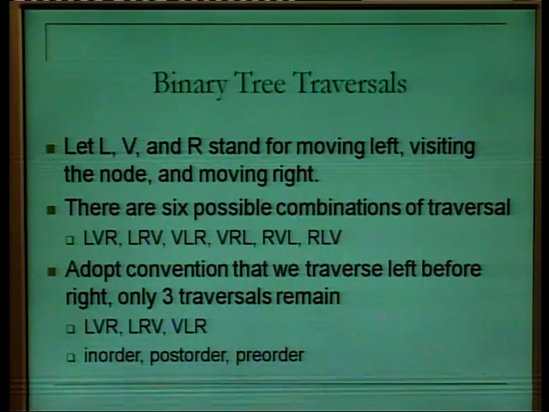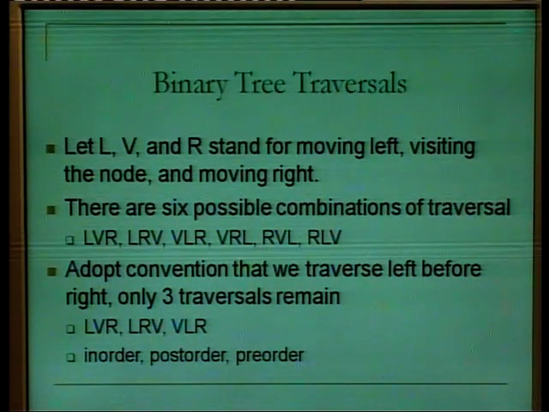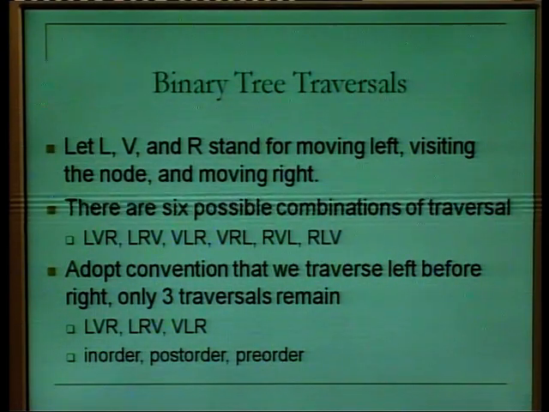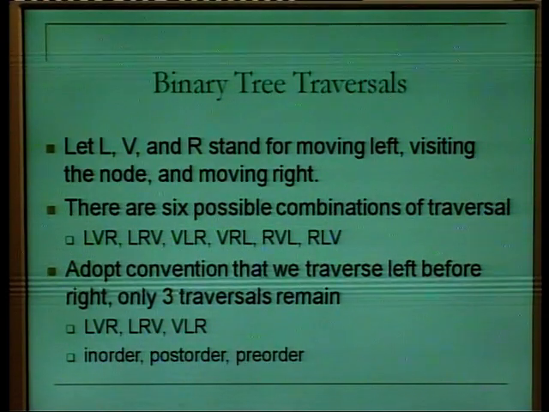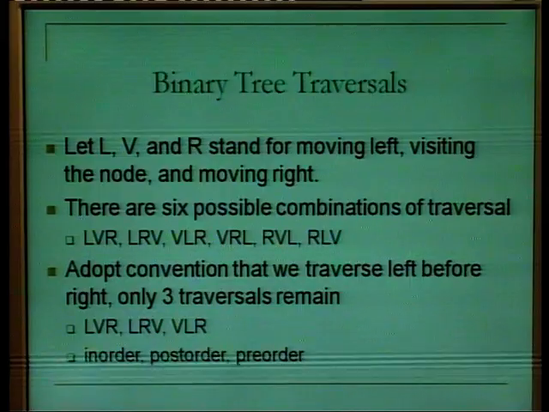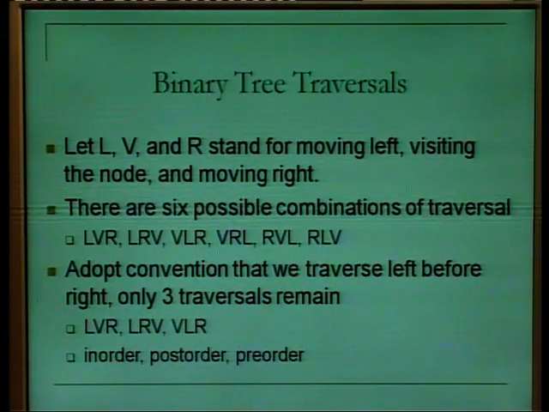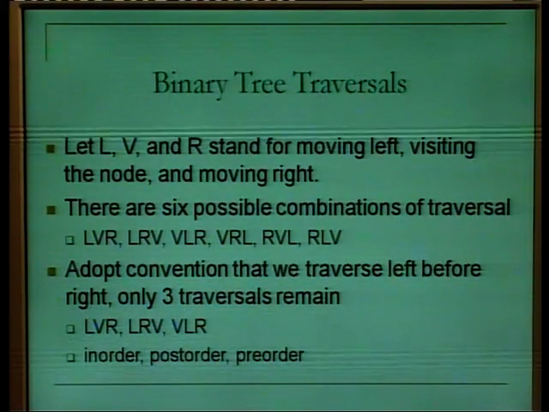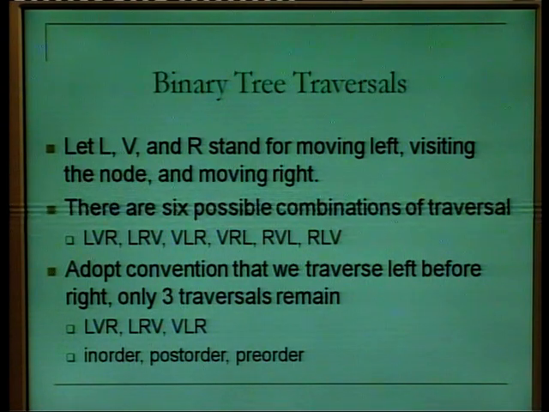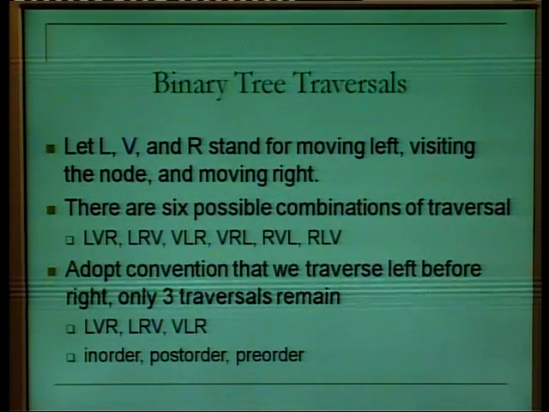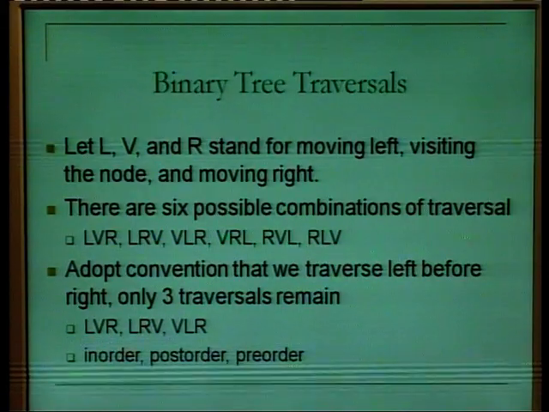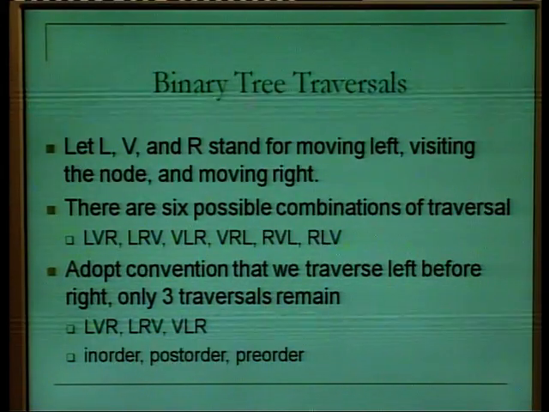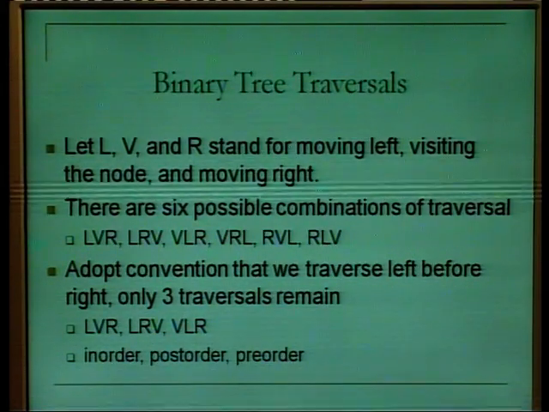Adopting the convention that we traverse left before right, only 3 traversals remain. That is LVR, LRV, VLR. First is LVR. LVR is go to the left, then visit the root, then go to the right. That is called inorder. After that, LRV, which is also known as postorder. Go to the left, then go to the right and then visit the root. And the last one is VLR, that is visit first, then left, then right. That is called preorder traversal.